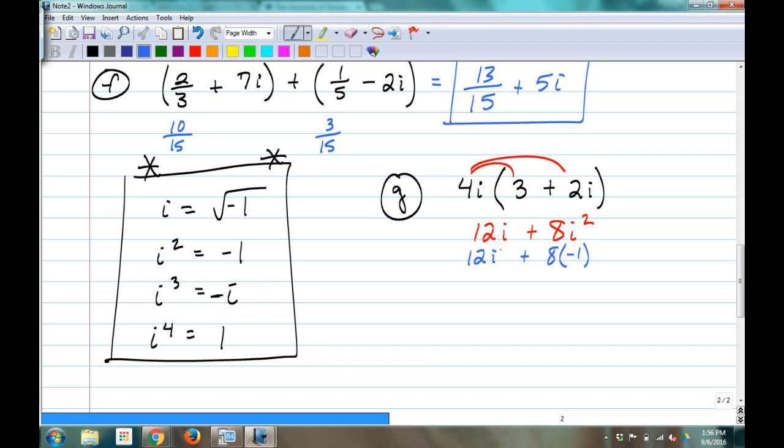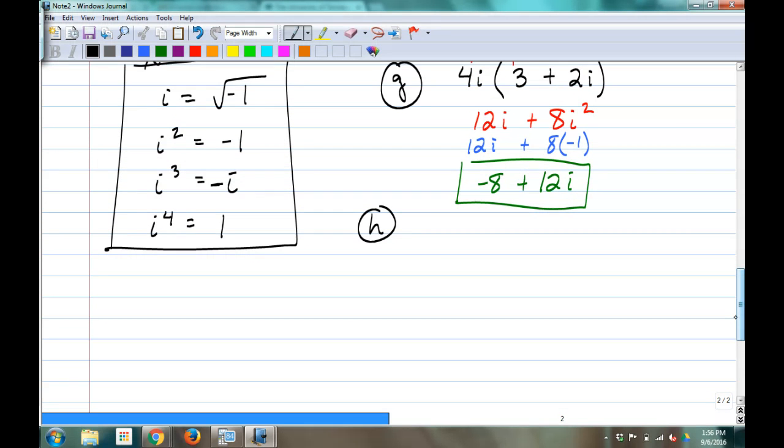And so when I rewrite it in complex form, remember the plain number goes first. So 8 times -1 is -8. And then the i part, 12i. And that's the final answer. And it does need to be in that order. Sounds picky, but that's the way complex numbers are written, in that order. Plain number first, i part last. It's not really that bad.